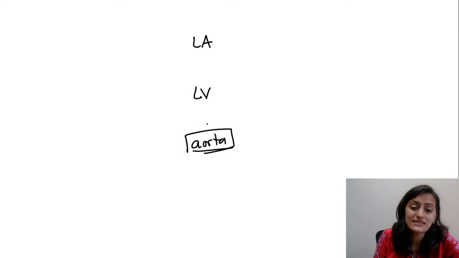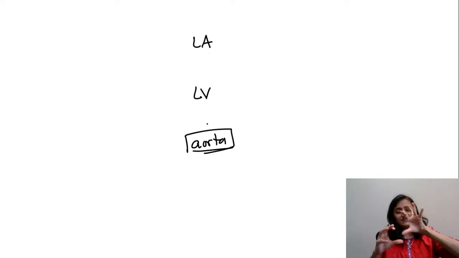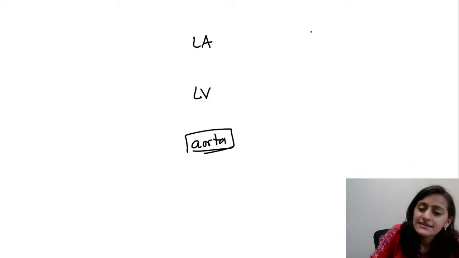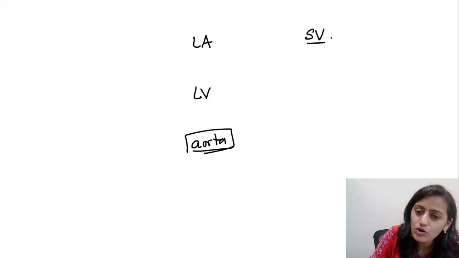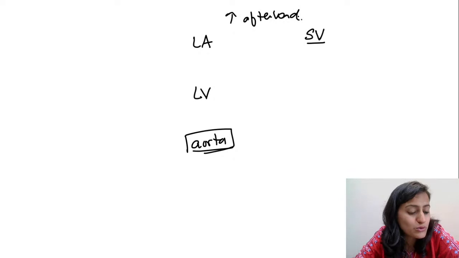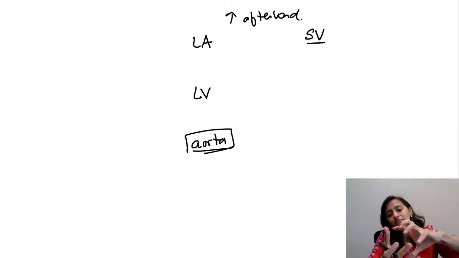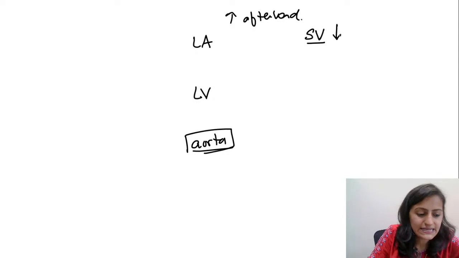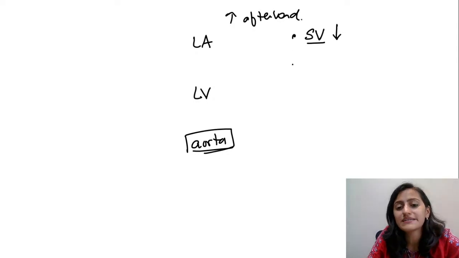So basically when the afterload increases, this is the left ventricle trying to push the blood into the aorta, but the aorta is giving the resistance. So what will happen to the stroke volume when there is an increase in afterload? The stroke volume will increase or the stroke volume will decrease, right? The peripheral vascular resistance is your afterload basically. So a lot of resistance is coming. That is why the blood going out, the stroke volume, will decrease. Okay, the stroke volume will decrease.